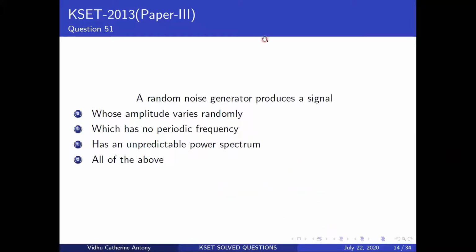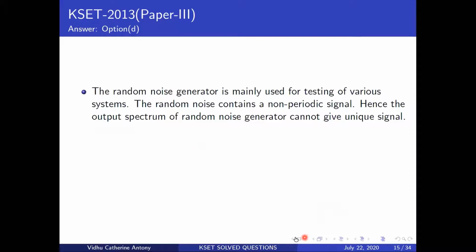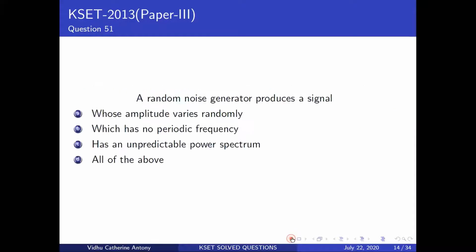Now you would directly know what the answer is because it's like a random noise generator. So it's aperiodic, the amplitude varies randomly, so this is basically all of the above. The random noise generator is mainly used for testing of various systems. It contains an aperiodic signal, hence the output spectrum cannot give a unique signal. So that's why the third option is ruled out. It basically has an unpredicted power spectrum.